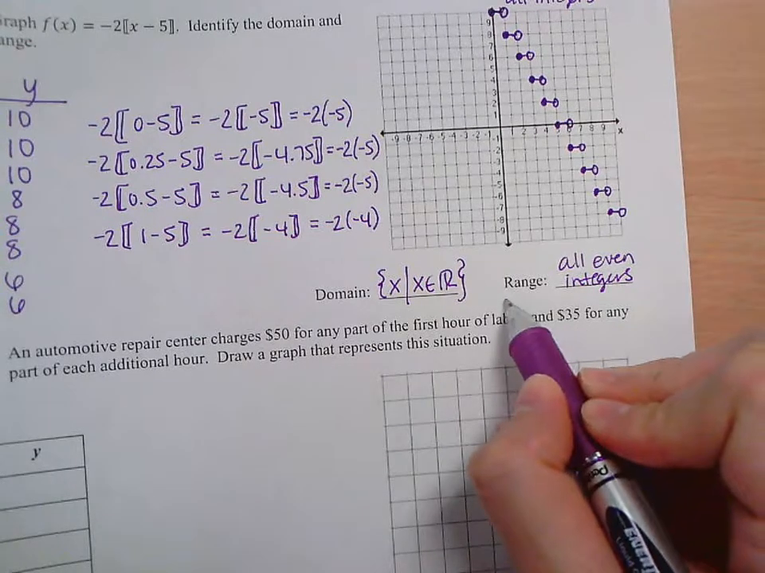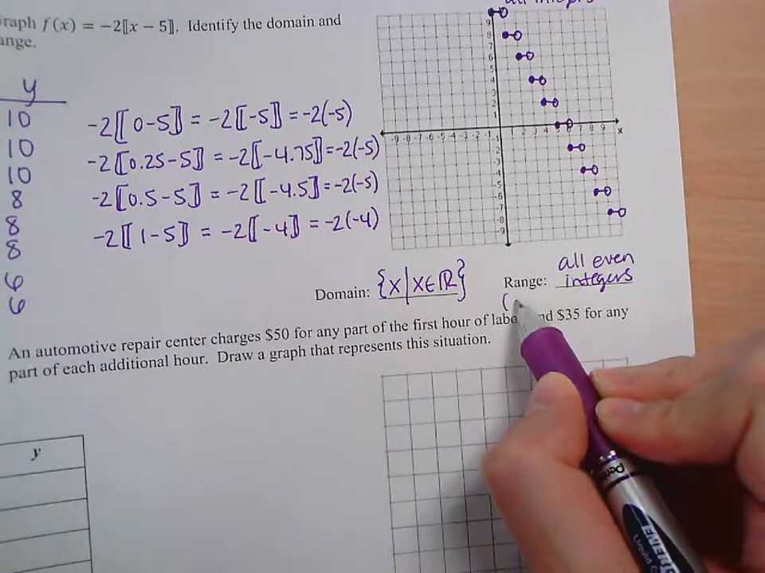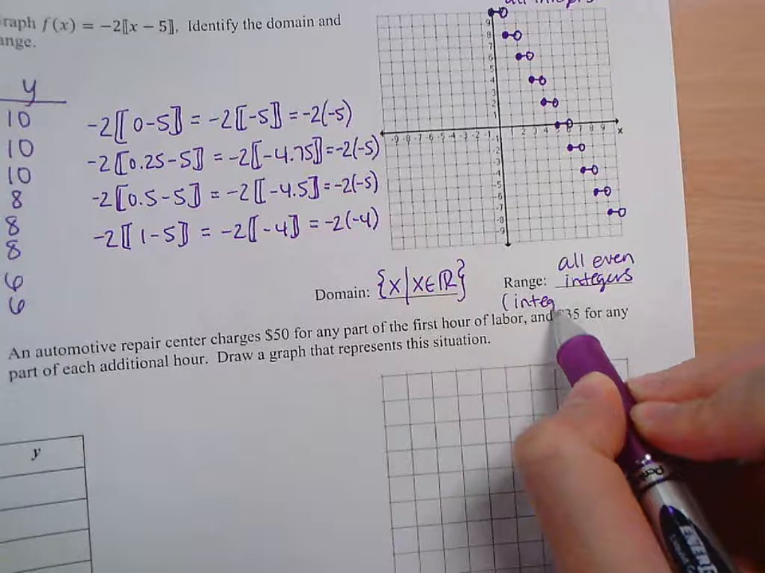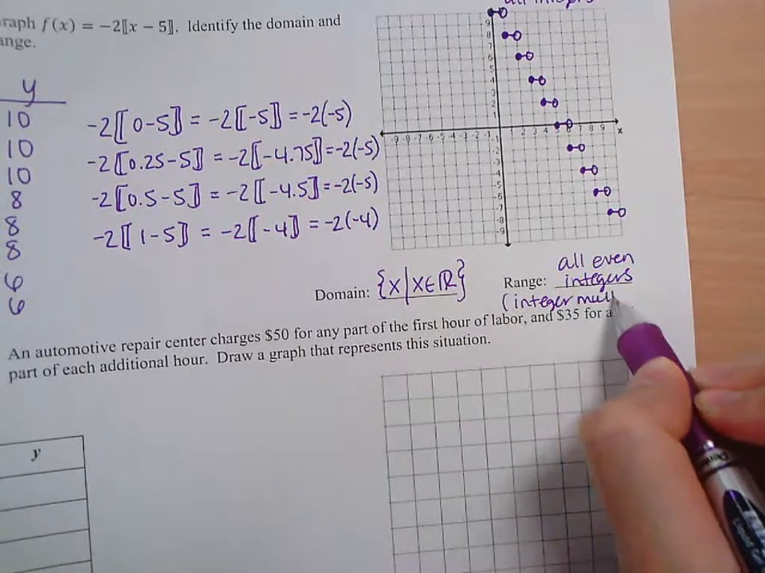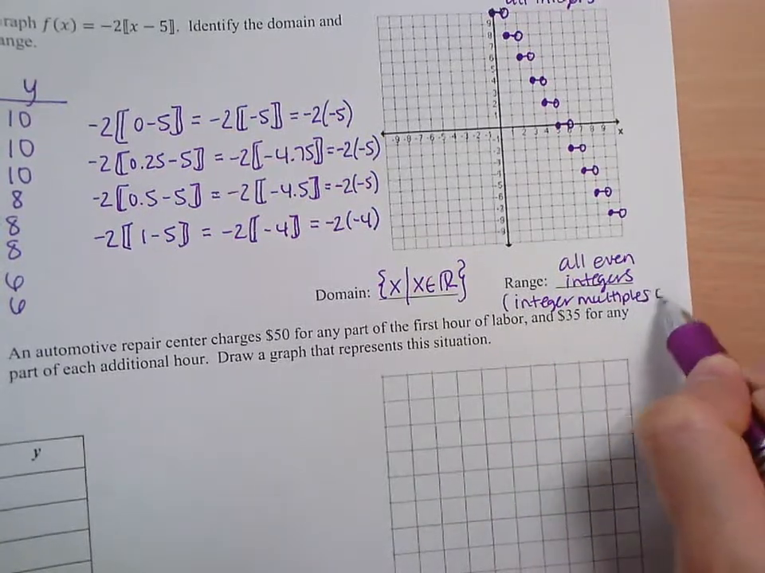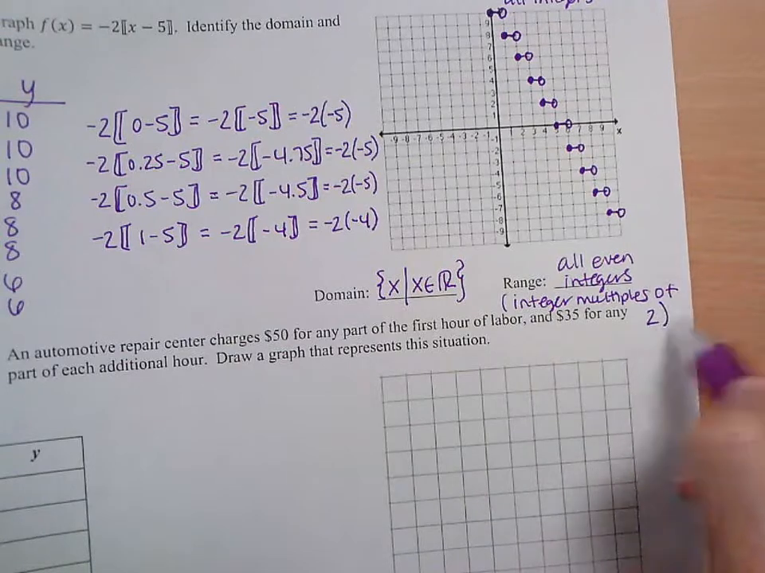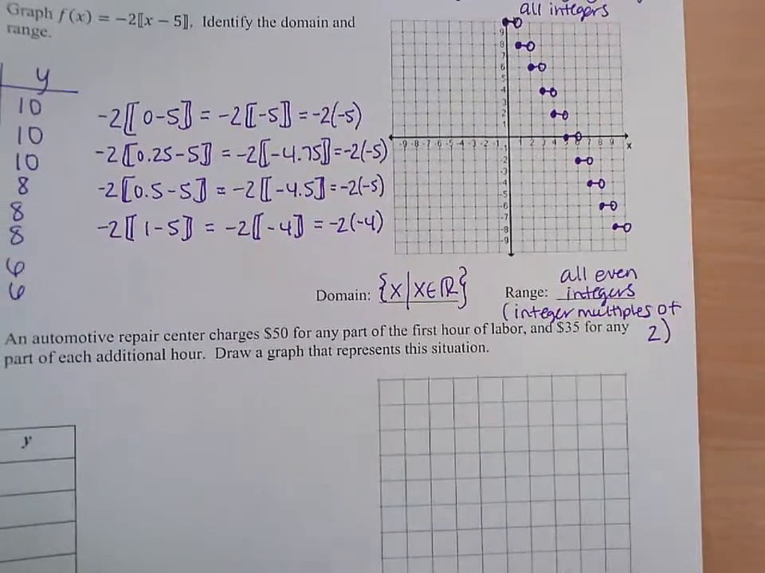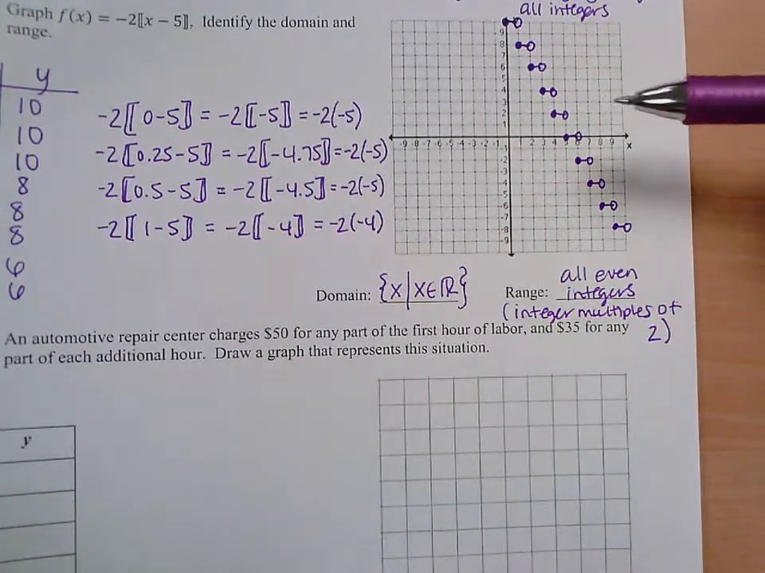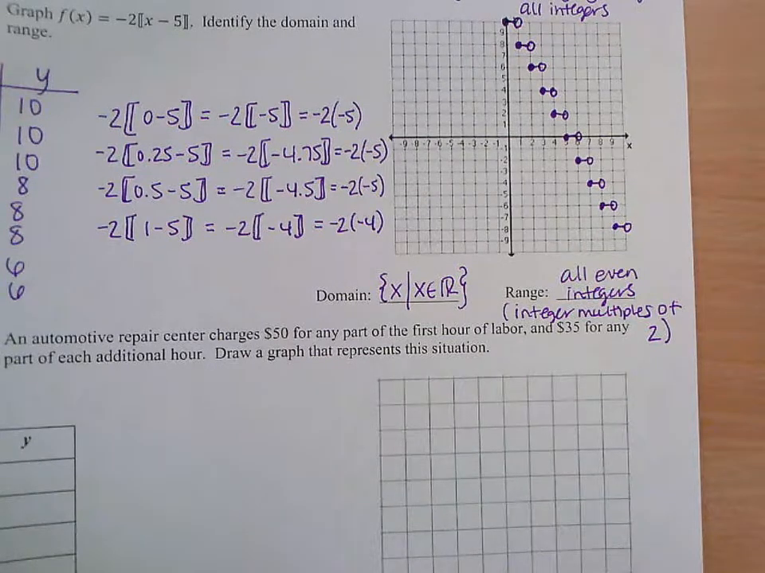Or another way to phrase that would be integer multiples of 2. Because you might have a graph where maybe your y values are like 3, 6, 9, 12. So they don't fit into that category of they're all odd or they're all even, but they go by threes, and you could say integer multiples of 3. So these would be two different ways to say the same thing.